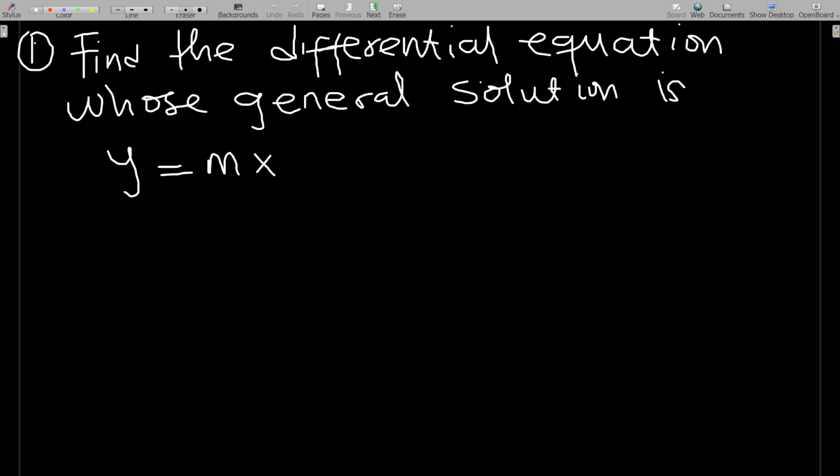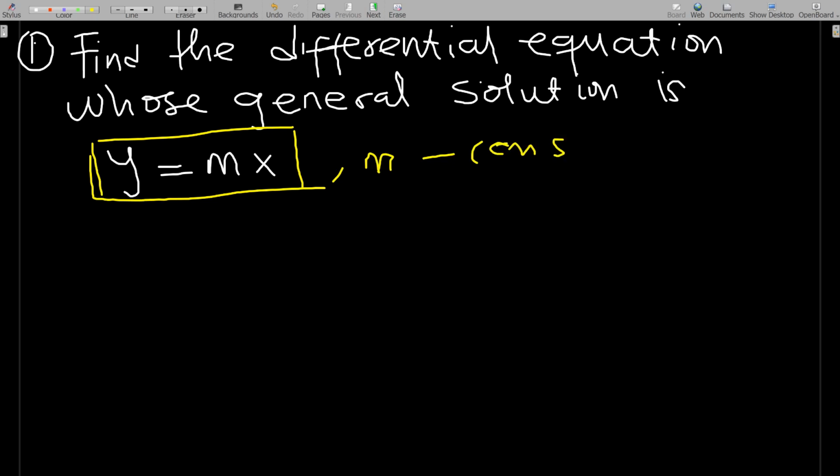Let's look at this. Find the differential equation whose general solution is this. The general solution is giving us a straight line, y equals mx. So this is your general solution. Now to find a differential equation that corresponds to this, here we forgot to write something: m is a constant. It's just a constant.